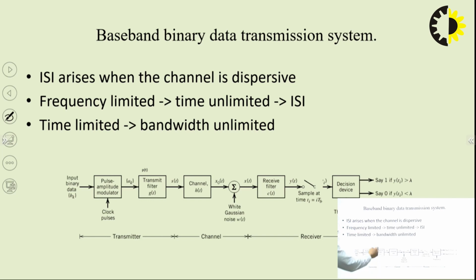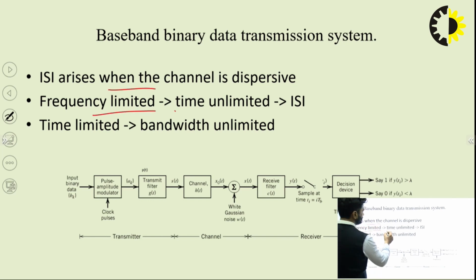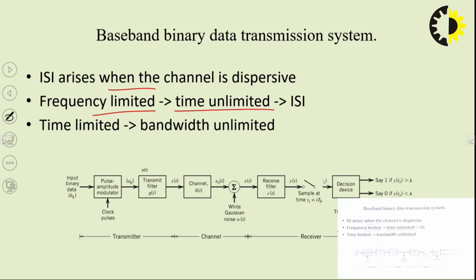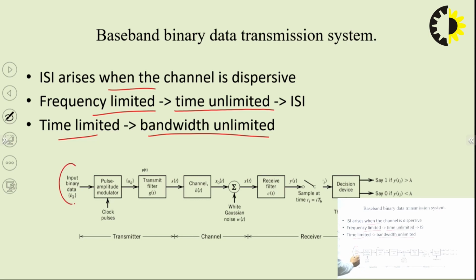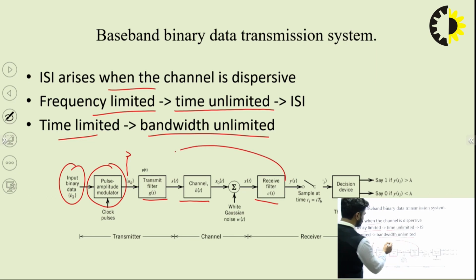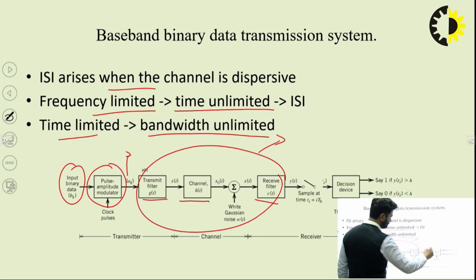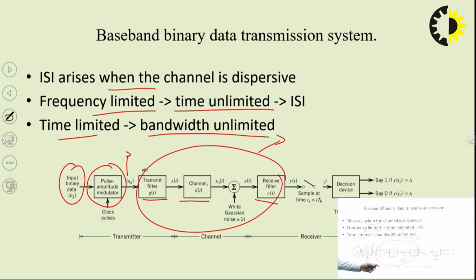Now, ISI arising due to this channel being frequency limited means it is time unlimited, and that is called ISI. Time limited means bandwidth unlimited. Now this is the diagram of transmitting binary data through pulses, that is, a_k pulses. Here we are using the transmit filter, channel filter, and receiver filter. These filters cause the ISI. We have to remove it by using a certain filter so that the ISI can be removed.